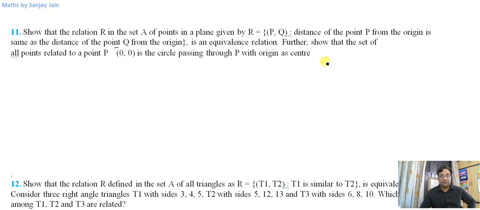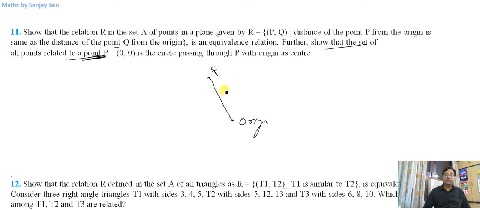Now, further show that the set of all points related to P. Which are the points related to P? Which are at the same distance as P from the origin. So let us say this is the origin, this is point P. Now P is related with all the points which are at the same distance, that is this distance, from the origin. For example, this point, right? So P is related with these points, and we need to show that the set of all points related with P is the circle passing through P with the origin as center.